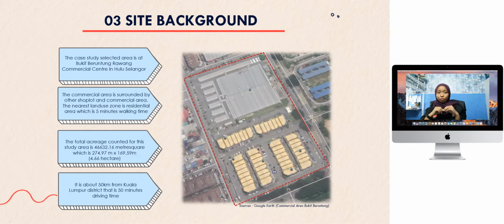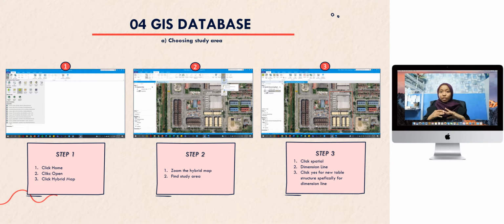Okay, the next panel would be my site area, which is the site background. The chosen commercial area is in Bukit Buntung, Rawang, Selangor, where I live, about 10 minutes away from this commercial area. Basically, the total acreage for this selected area is 4.66 hectares, and this area is surrounded by a commercial zone and other residential areas. So we will be moving into the GIS database.